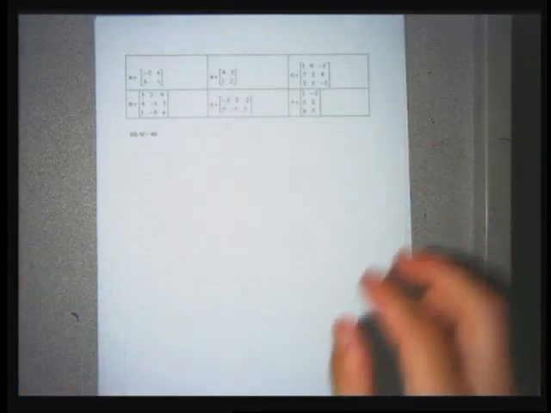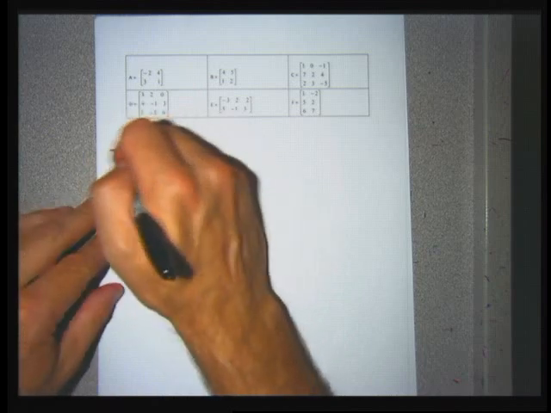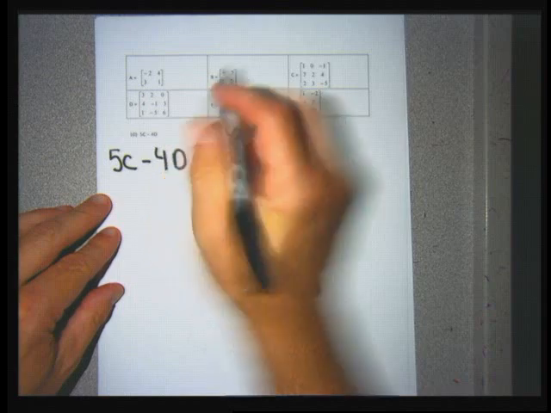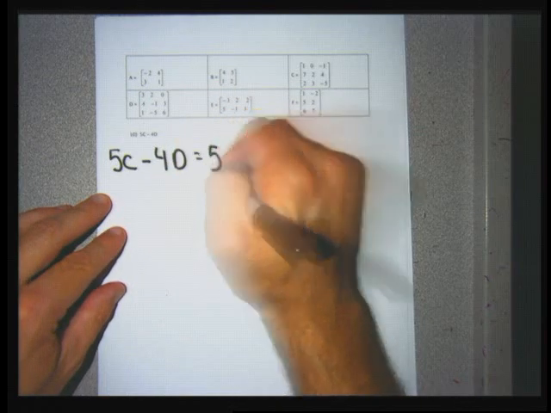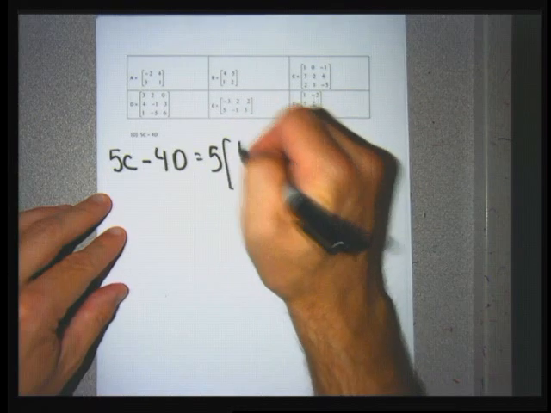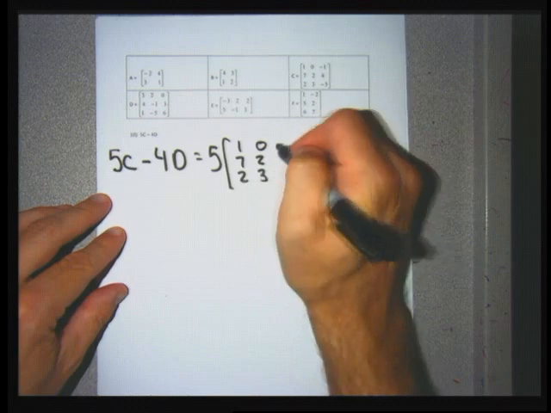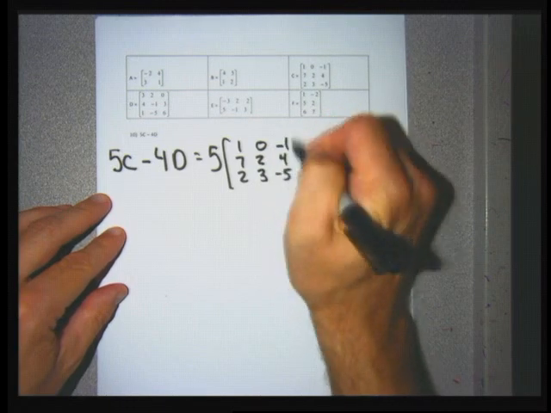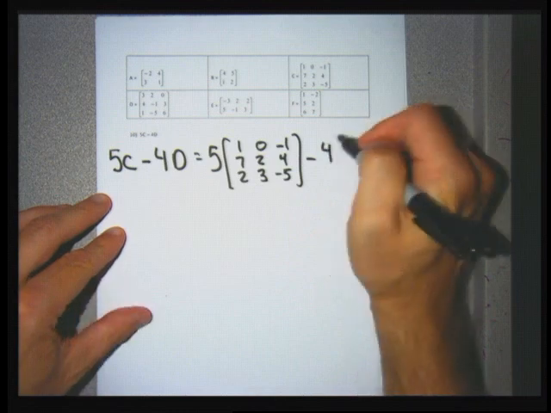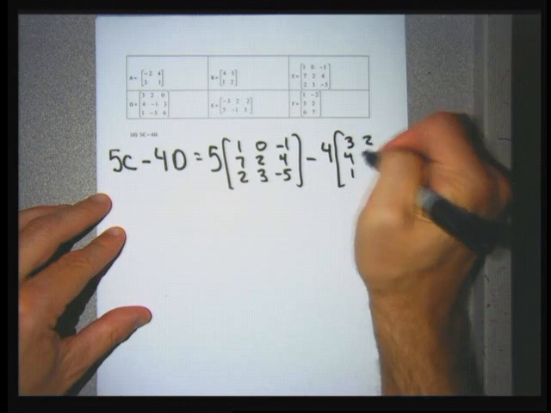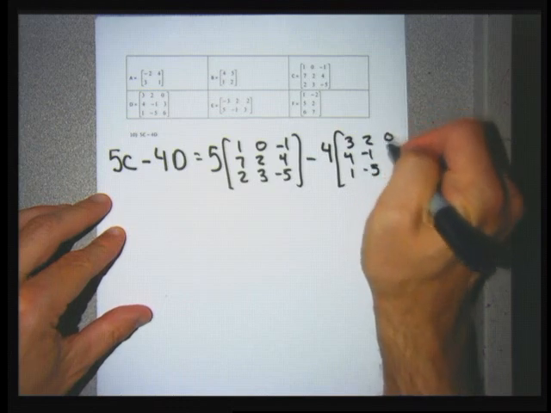Problem 10 is a scalar multiplication and subtraction. It's not terribly difficult. Subtraction really isn't any different than addition. So for 10, I want to do 5 times matrix C minus 4 times matrix D. So this is going to be 5 times matrix C, which is 1, 7, 2, 0, 2, 3, negative 1, 4, negative 5, and then minus 4 times matrix D, 3, 4, 1, 2, negative 1, negative 5, 0, 3, 6.